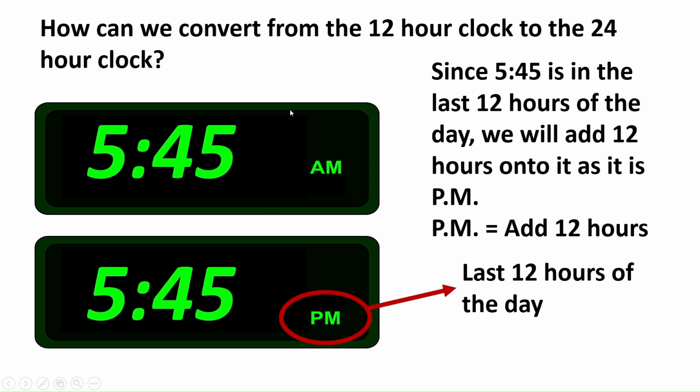For the one above, 5:45 was in the first 12 hours of the day, but since it was 1 to 12, we didn't need to add anything onto it. But since we're talking about the last 12 hours of the day, we're actually referring to the hours 13 to 24, which 5:45 is not in, so we will have to add 12 hours onto it. If we add 12 hours onto 5:45 p.m., it becomes 17:45.